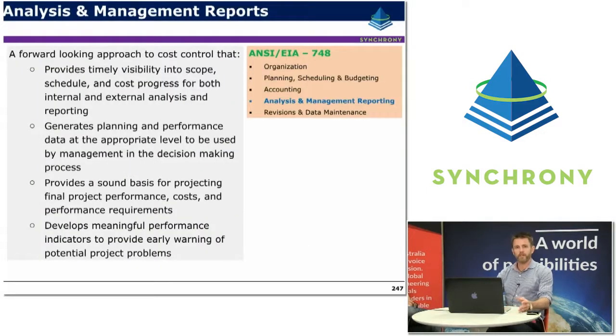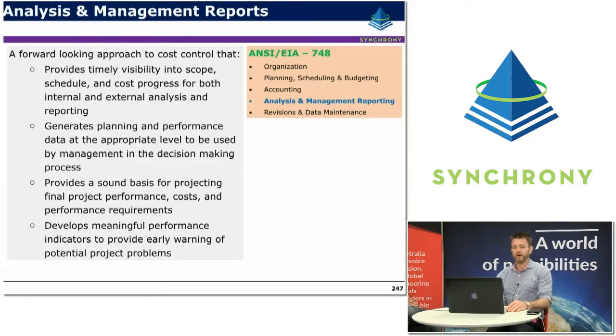So firstly, analysis and management reports, it's really important to keep in mind that it should be a forward-looking approach to cost control. So it should provide timely visibility into the scope, schedule and cost process for both internal and external analysis and reporting. So it generates planning and performance data at the appropriate level to be used by management in the decision-making process. What that means is you've got various different stakeholders who'll have all sorts of different information needs. It's really important to have an awareness of what their information needs are, so that reports can be tailored to suit the information that different stakeholders need to see.